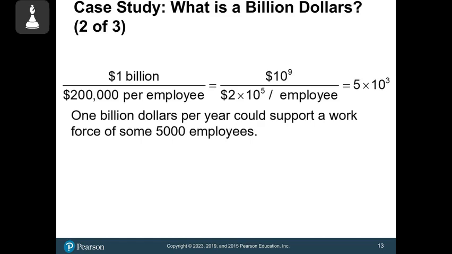And then we can go to our calculator and type 10 to the ninth divided by 2 times 10 to the fifth. And you'll get 5 times 10 to the third if your calculator says scientific notation, or it may just spit out 5,000. I'm going to show you on my scientific calculator here on the next slide what that looks like. But for now, this means if I had $1 billion, I would be able to hire 5,000 employees.